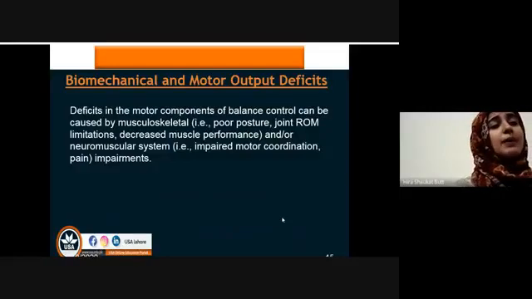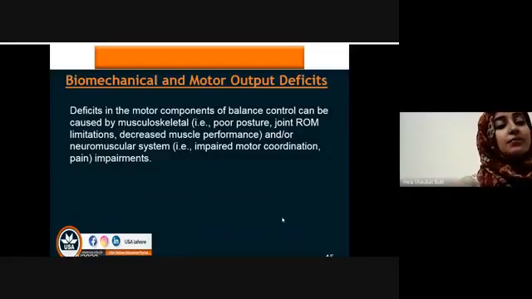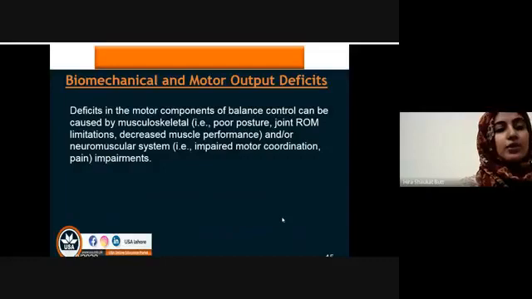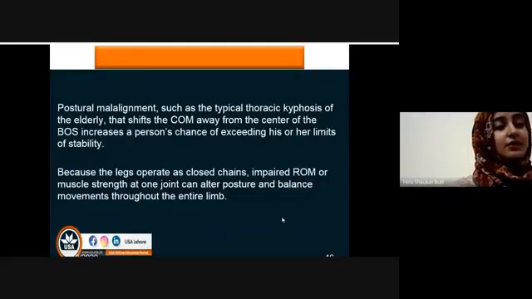If we talk about the biomechanical and motor output deficits, then the deficits in the motor components of balance control can be caused by musculoskeletal components, for example poor posture, joint range of motion restriction, decreased muscle performance, impaired motor coordination, pain, and some other impairments related to the musculoskeletal system. They can also lead to motor output deficits. And postural malalignments, such as typical thoracic kyphosis, can eventually lead to shifting of the center of mass away from the center of the base of support, so that it exceeds the limits of stability.